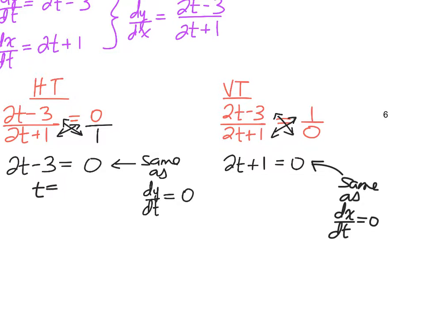All right, so we're looking at t equals 3 over 2. t equals negative 1/2.